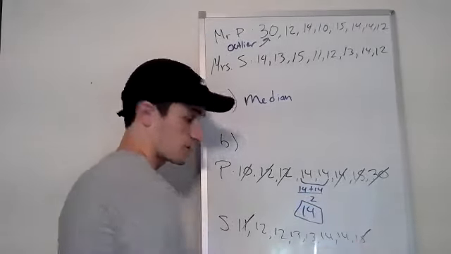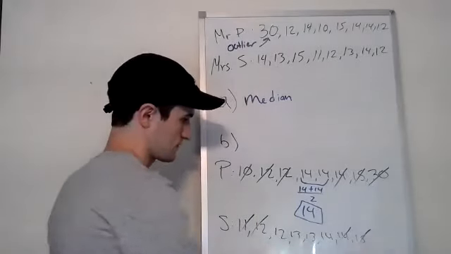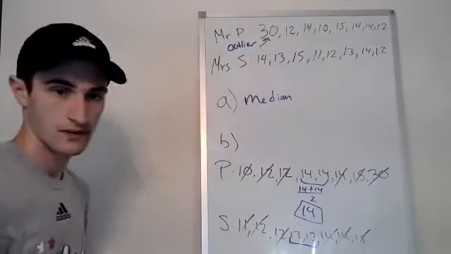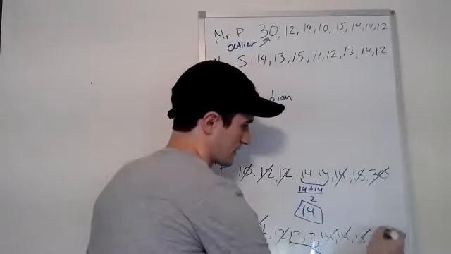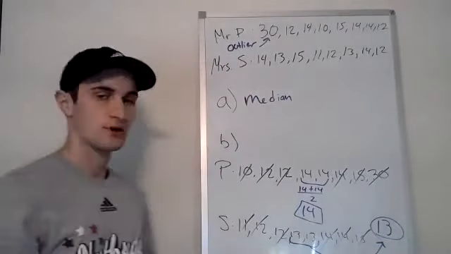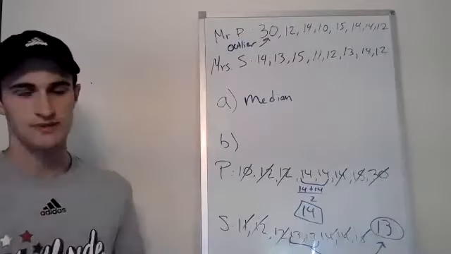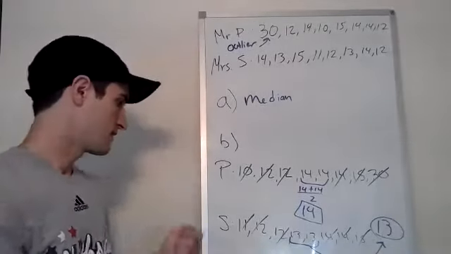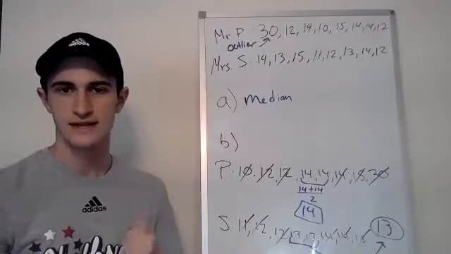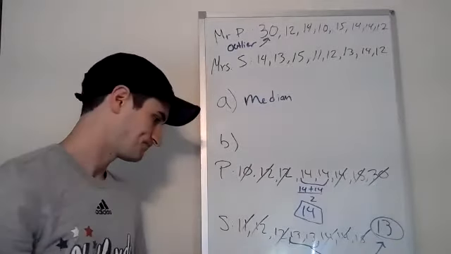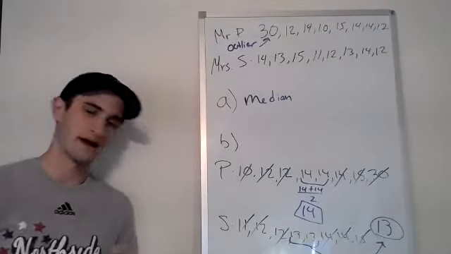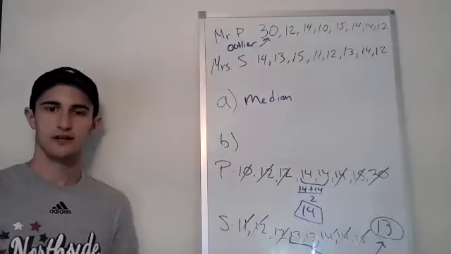So same process, cross it out. Cross 12 and 14. First and last. Leaves us with 13 and 13. Can't see that, so I'll bring that over there, and that answer is just going to be 13. Let's compare those. Mr. Parker's class, the median was 14. Mrs. Smith's class, the median was 13. So Parker's class wins. They had the highest measure of center. They had the highest average using median.